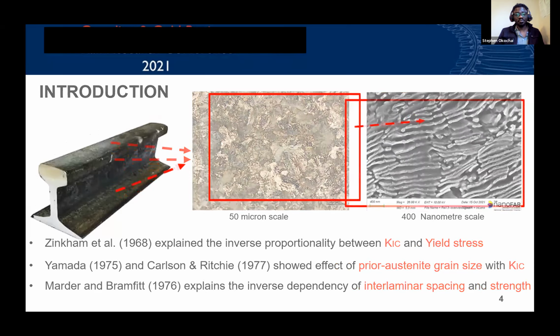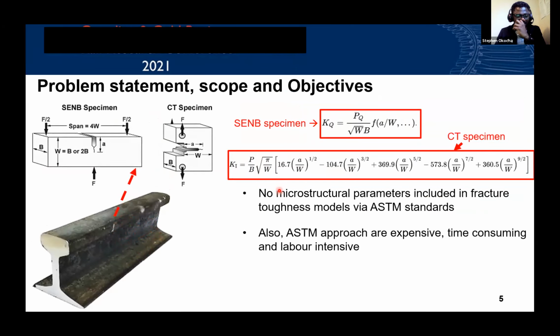And then the problem now is that even if we obtain the fracture toughness using the ASTM standard, based on two different specimens, like the SENB and the CT specimen, the problem is that we don't have a microstructural parameter included in the models that are given to us by the standard.